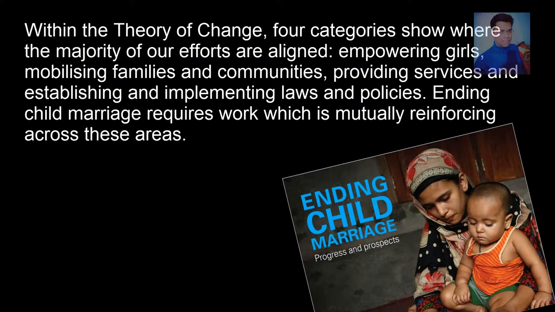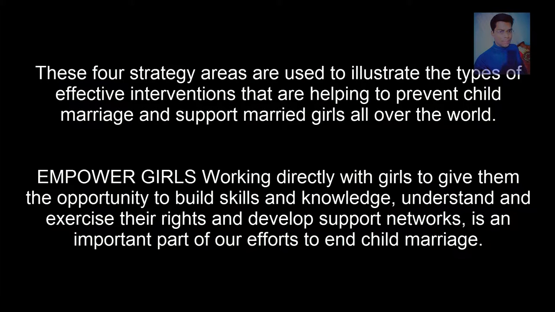Within the theory of change, four categories show where the majority of our efforts are aligned: empowering girls, mobilizing families and communities, providing services, and establishing or implementing laws and policies. Ending child marriage requires work which is mutually reinforcing across these areas. These four strategy areas are used to illustrate the types of effective interventions that are helping to prevent child marriage and support married girls all over the world.